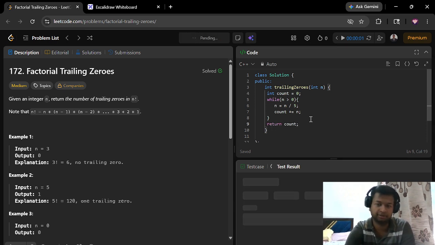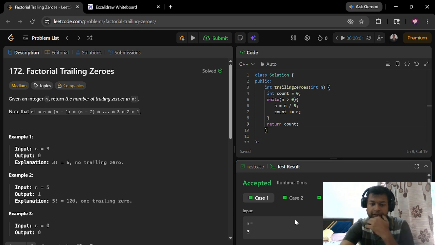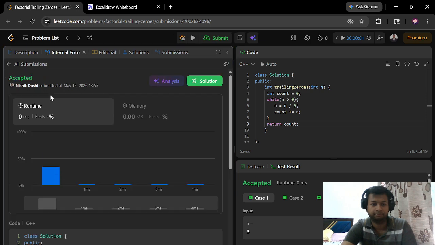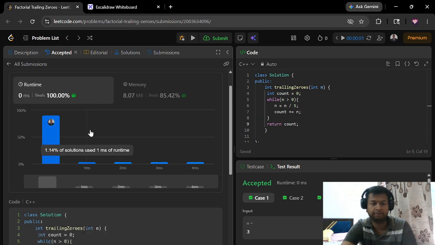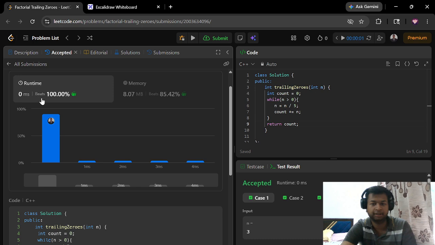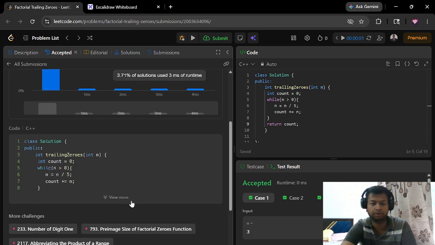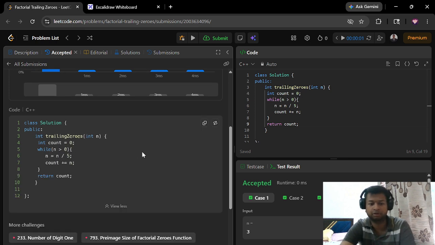Now let's run this. Okay, as you can see, all the test cases are passed. Now let's submit it and check the results. Okay, it is accepted and all 500 out of 500 test cases are passed. Our runtime is 0 milliseconds and beats 100%. Memory used here is 8.07 MB and beats 85.42%. So this was the solution of this question. Thank you.